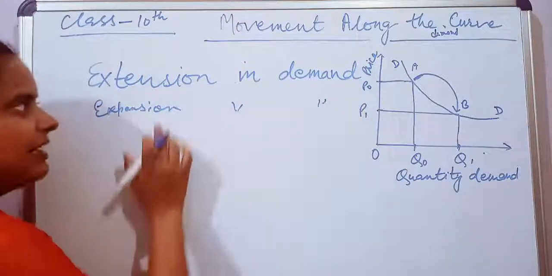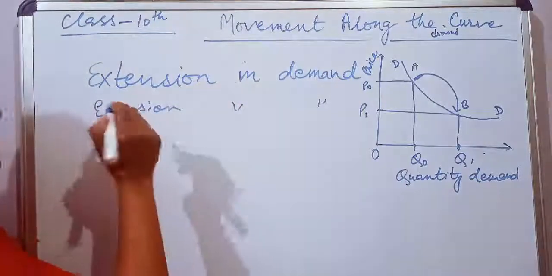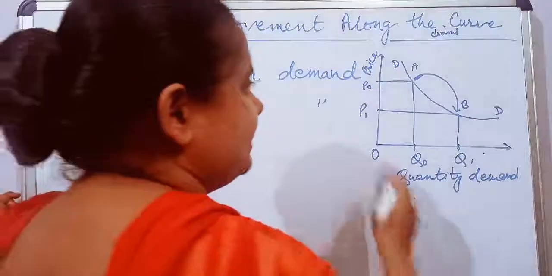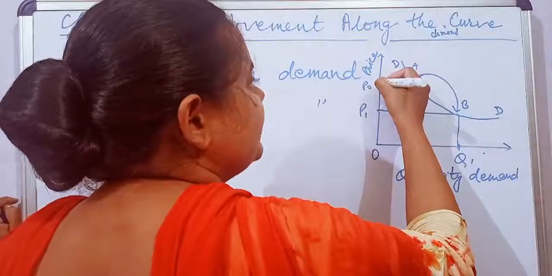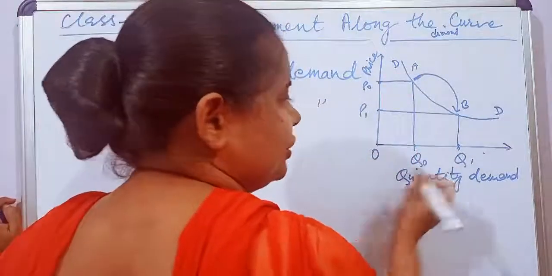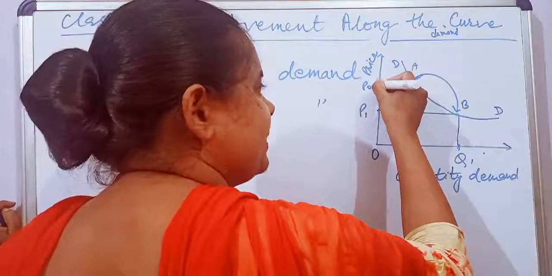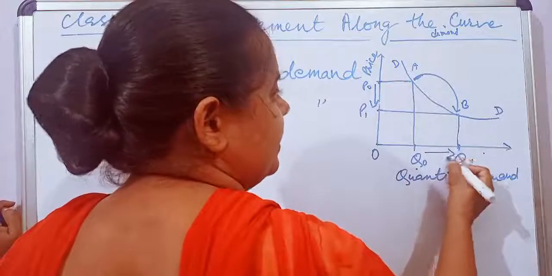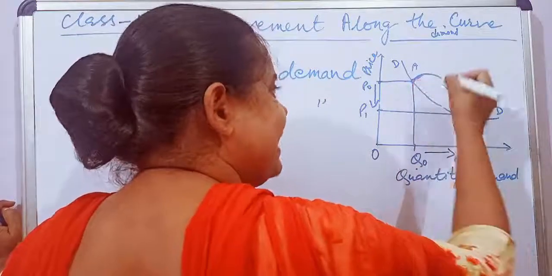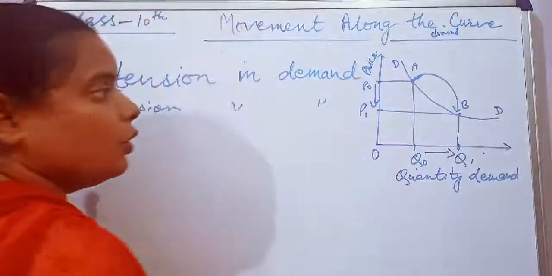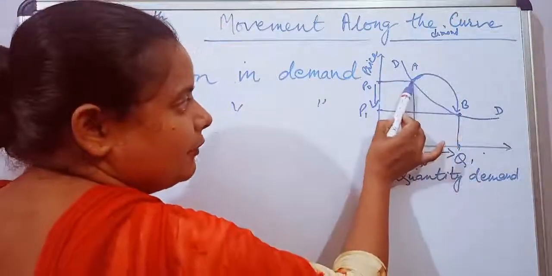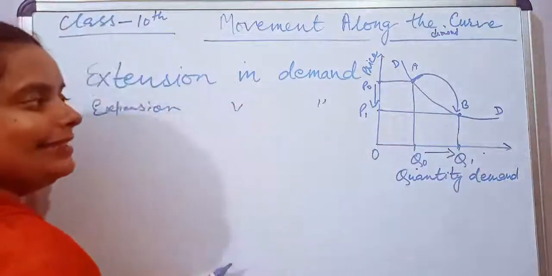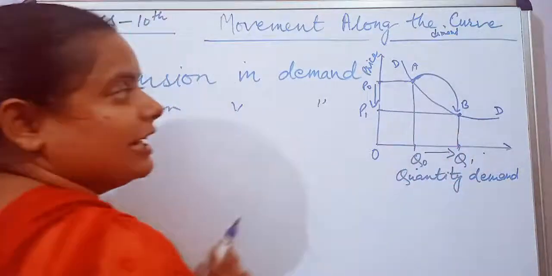According to expansion in demand or extension in demand, the price of a commodity changes and the demand for that commodity also changes. For example, see this diagram. When the price of a commodity is P0, the demand is Q0. As the price decreases from P0 to P1, the demand increases from Q0 to Q1. So the first point of demand is A and the second point is B. The extension of demand from point A to point B, this much quantity the consumer has extended, will be known as extension in demand.